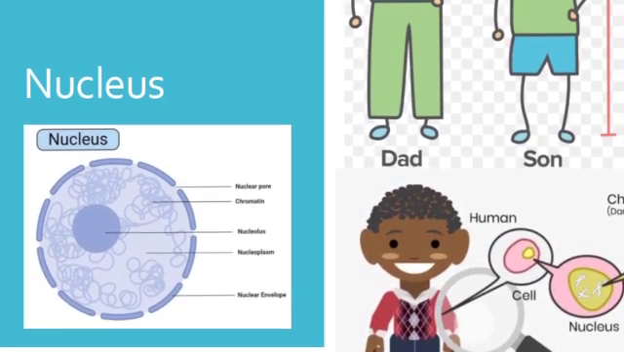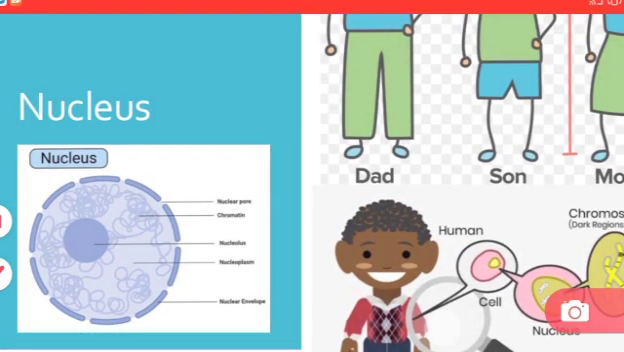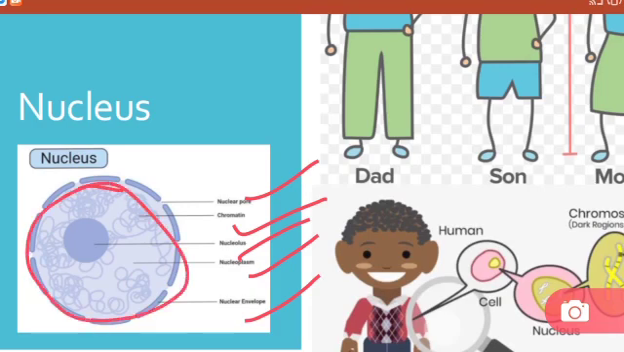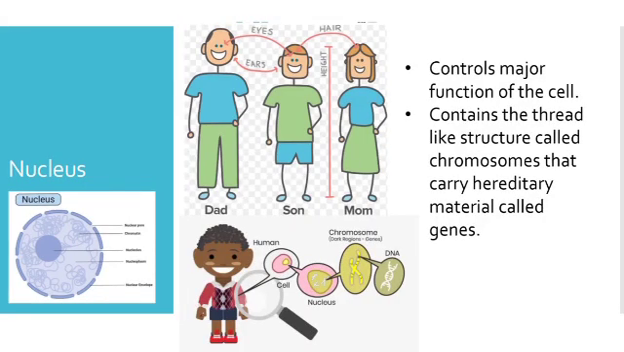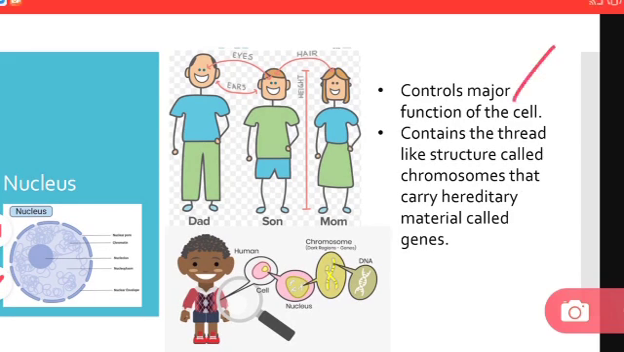If you can see here the structure of nucleus, you can see that the nucleus has nuclear pore, thin chromatin fibers, nucleolus, nucleoplasm and one nuclear envelope which is surrounding the nucleus. Now, what are the functions of nucleus? First of all, it controls all functions of the cell. Second, it contains thread-like structure called chromosome that carry hereditary material called genes.